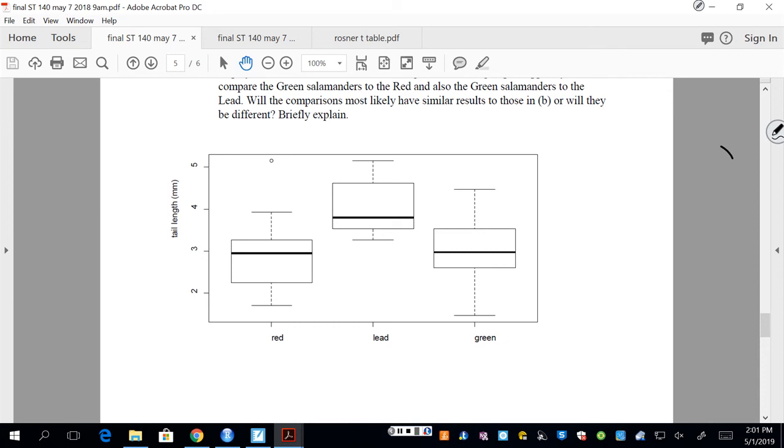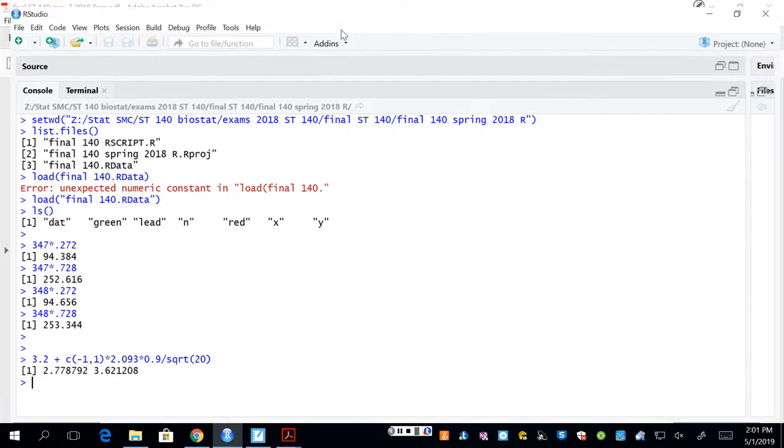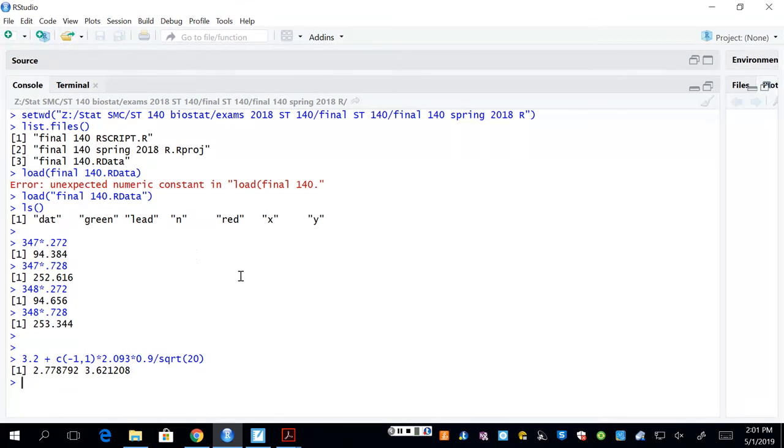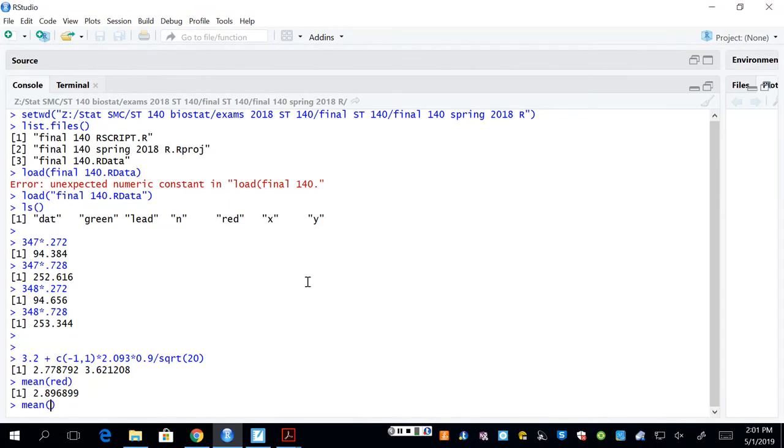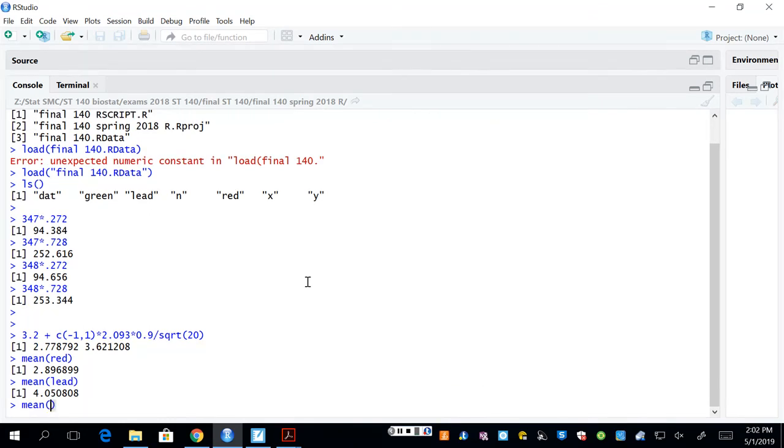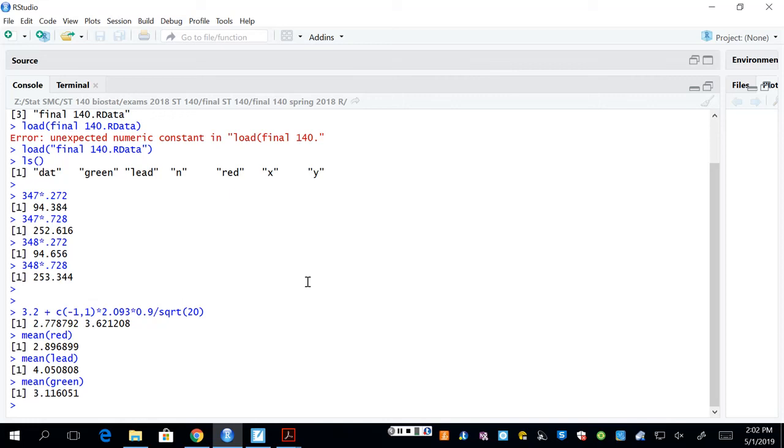So I took some summary statistics from another book and had simulated some data and used it on this exam. The data I still have. The mean red length is that, the mean of the lead ones is that, and the mean of the green ones is that. I'm not sure if that corresponds to the data there exactly, but I put them together in that box plot. Let's see what these things look like.